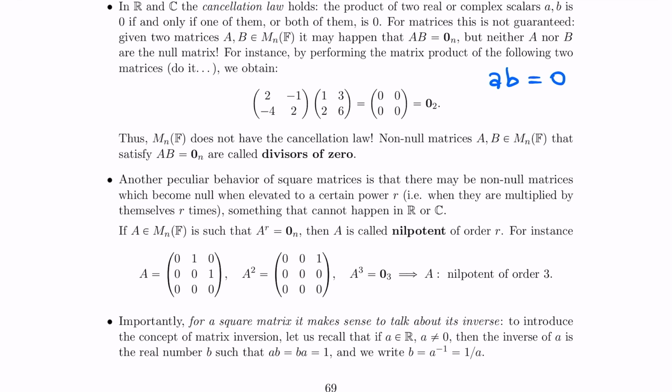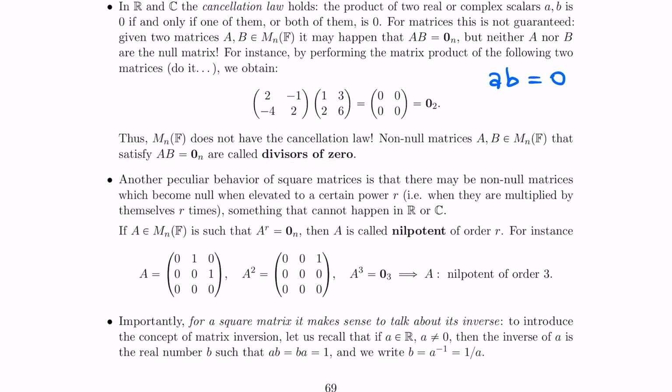In fact, you can have two matrices which are non-null and multiplied together, they give the null matrix. Here's an example. This matrix and this matrix are not the null matrix, however, multiplied together, they give rise to the null matrix. This peculiar feature gives us the possibility to define two non-null matrices A and B, divisors of 0, if their matrix product gives rise to the null matrix.